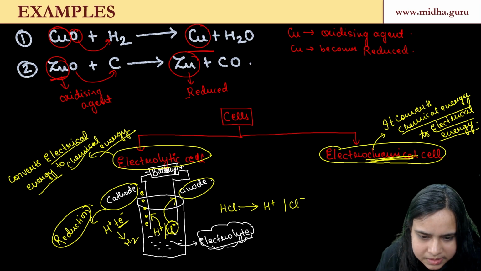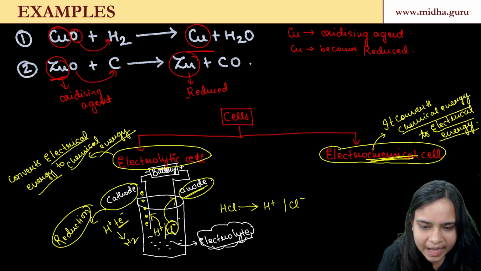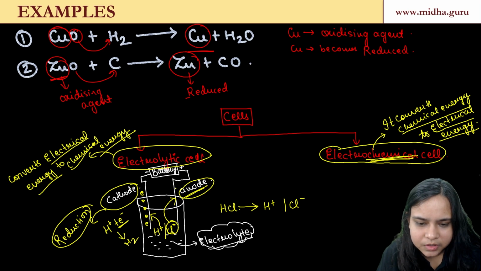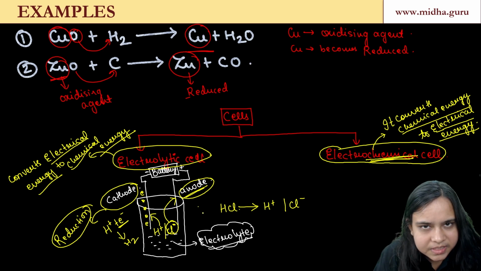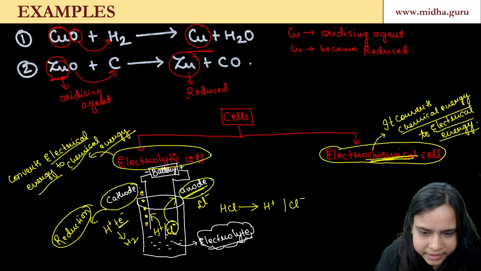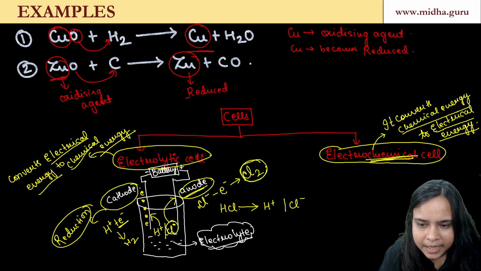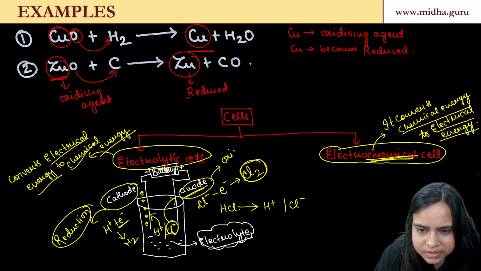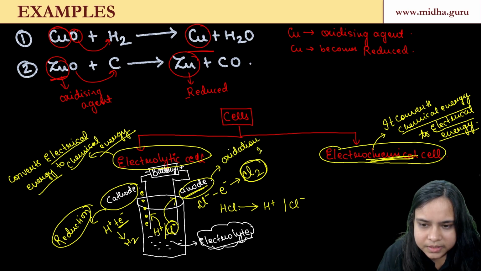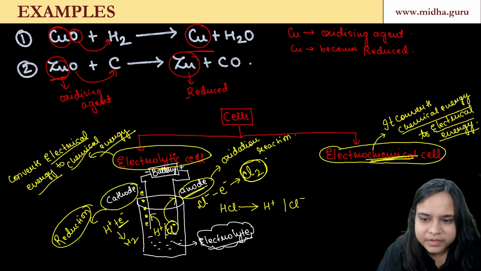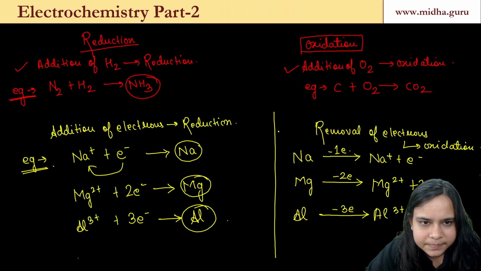From here we can also see that Cl minus will migrate to the anode, and it will lose its negative charge, or we can say electrons, to the anode. Hence oxidation is taking place. How? If Cl minus is migrating to the anode, here it will lose one electron and become Cl, a neutral atom. So loss of electrons is considered an oxidation reaction.